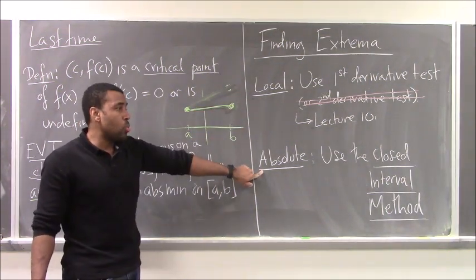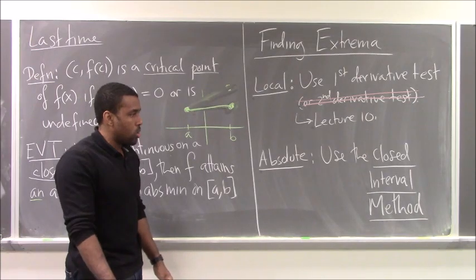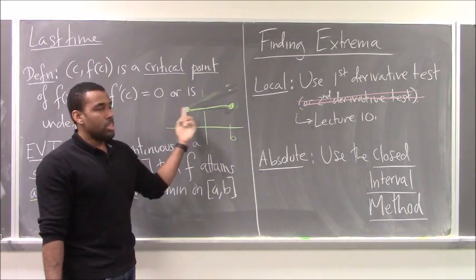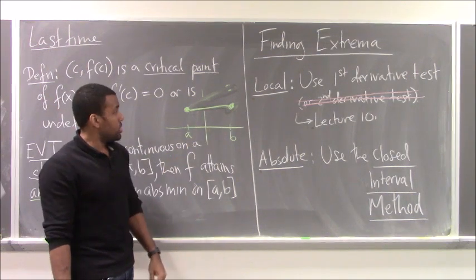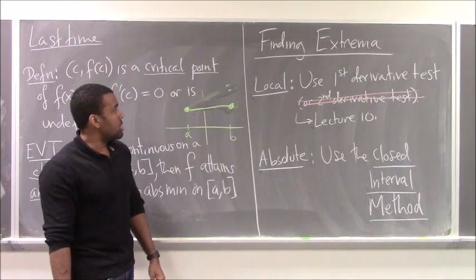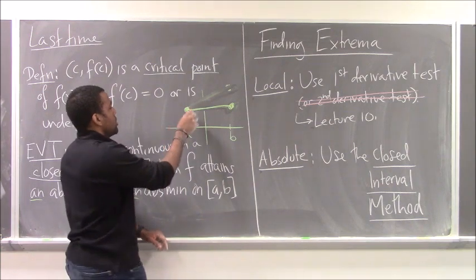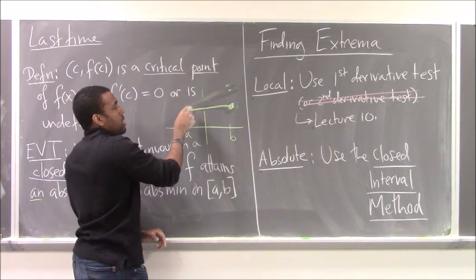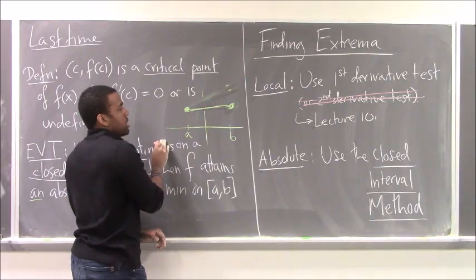For the absolute ones, that's a whole other story, because as you'll notice here in the straight line example, so let me even use this example, the first derivative test wouldn't be able to identify a maximum or a minimum on this function.